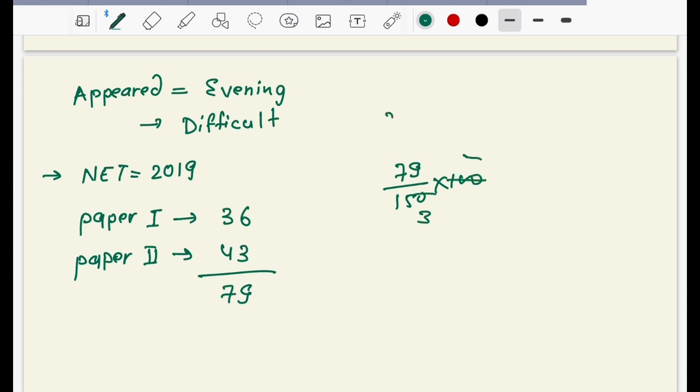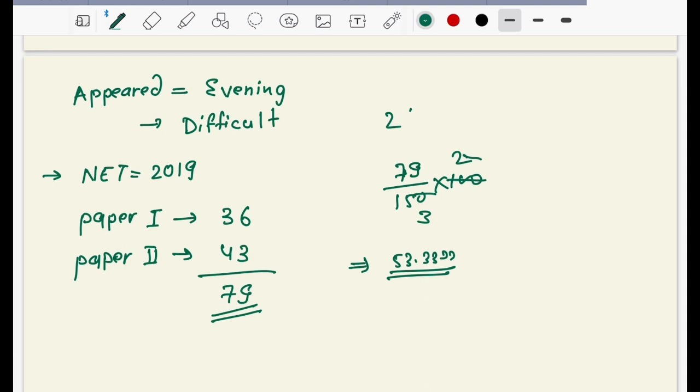It is going to come somewhere between 53 point something, 53.333, I think so. I'm not sure about it, but somewhere around 52 to 53 it is, between that, right? Total of 79 marks.